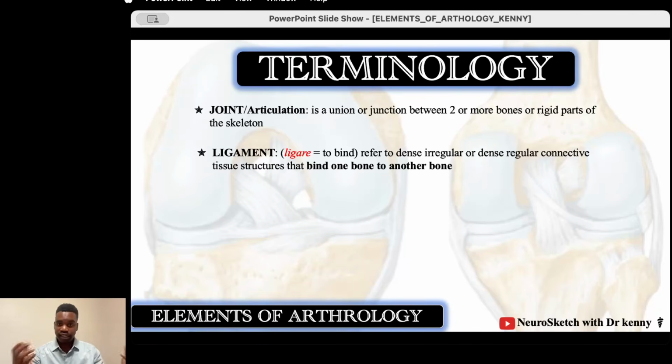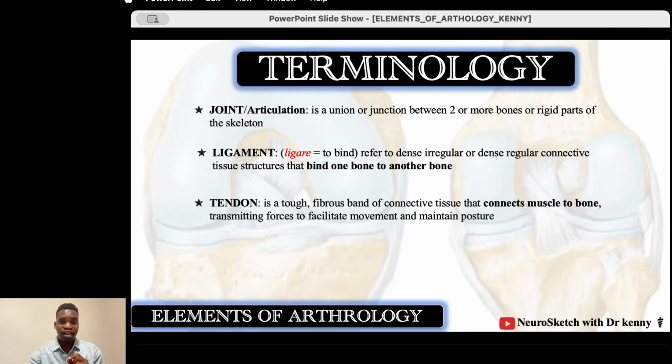So this is just a dense irregular or dense regular connective tissue. But I guess you already noticed the difference between the ligament and the tendon, because I told you the tendon should always be there to bind a muscle to the bone, but a ligament is binding one bone into another. So a ligament is between bones and a tendon is between muscle and the bone, okay?